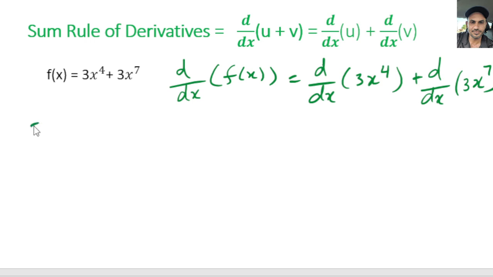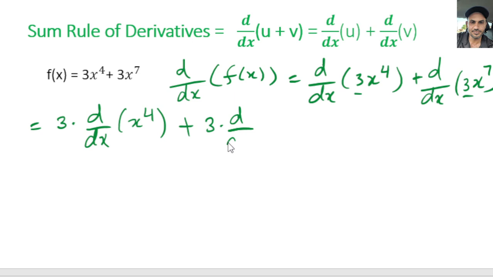Okay, in the next step, I'm going to take out the constant, the coefficient of each of these terms outside the derivative. So it's going to be 3 times d over dx of x to the 4 plus 3 times d over dx of x to the 7. Now we go ahead and differentiate the terms. This one, we can apply the power rule here.